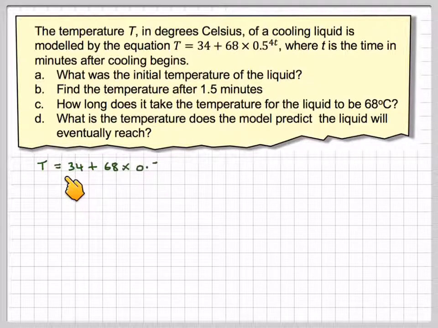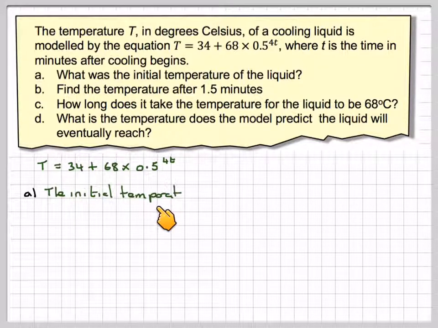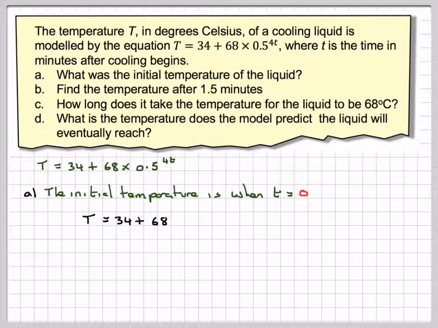So we've got T is equal to 34 plus 68 times 0.5 to the 4t. At the initial temperature, the time t, the small t that is, will be equal to 0. So we'll put 0 into this. We're going to get that T is going to be 34 plus 68 times 0.5 to the 4 times 0.